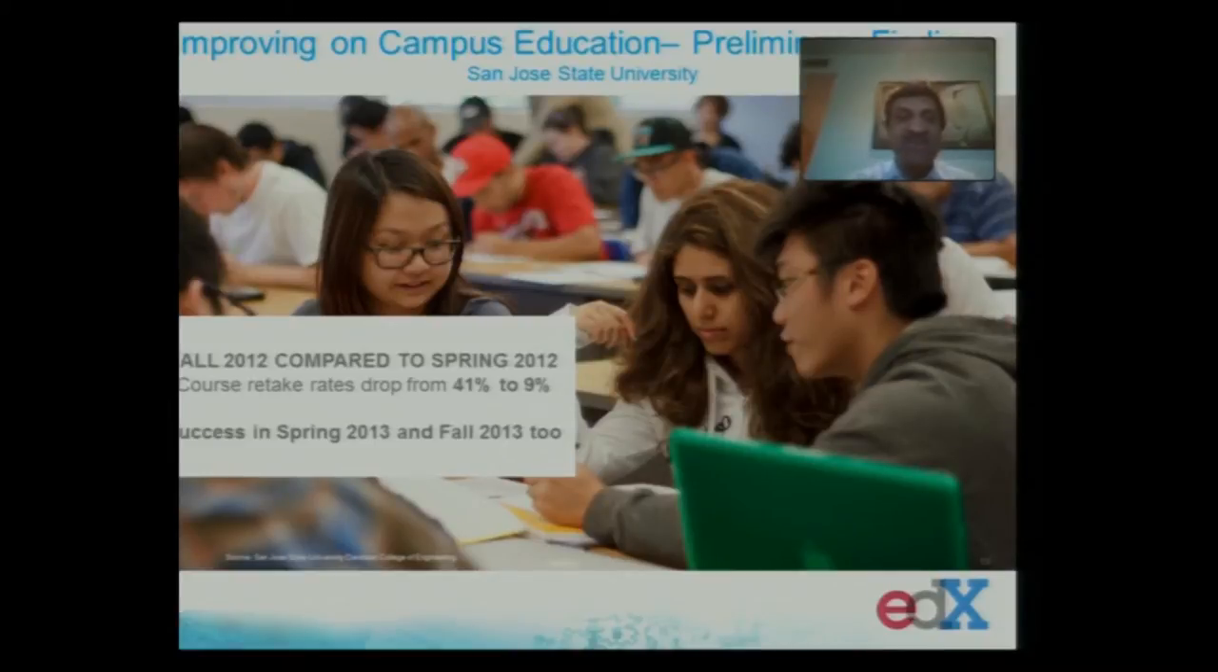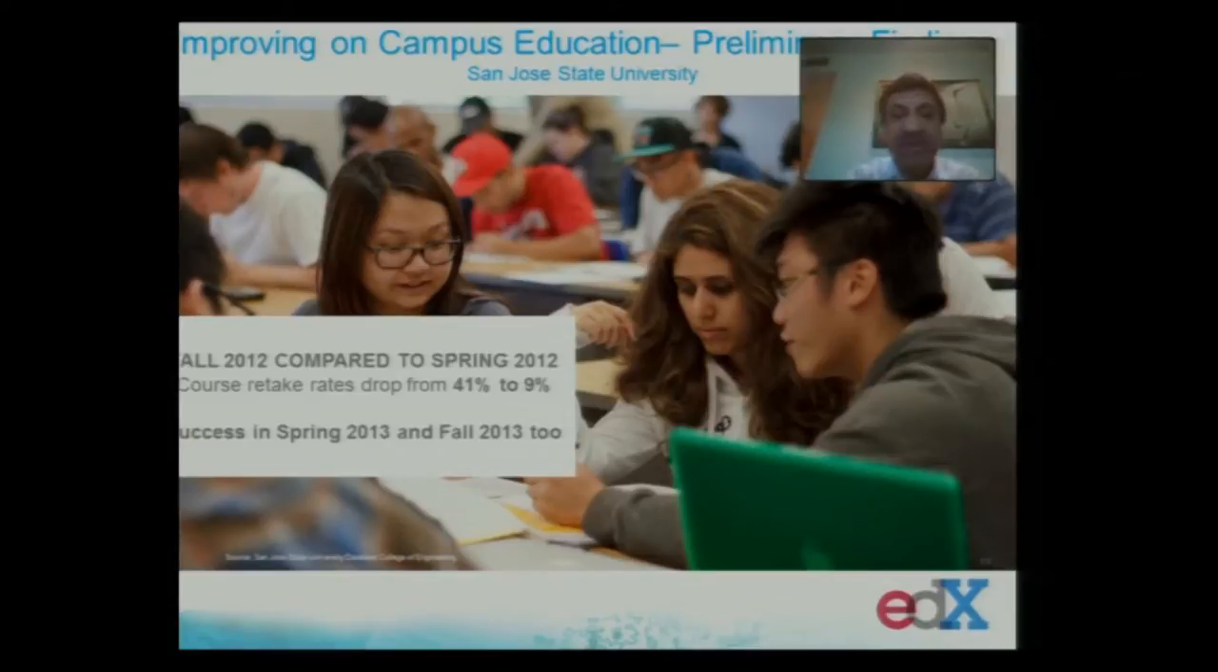So for example, San Jose State University used a circuits course on edX and taught a campus course. This is a blended course, also called a flipped classroom. Students would watch the videos and do the interactive exercises before they came to class. And in class, as you see here, they would be engaged in group discussions, ask questions of the professor, and also do mini quizzes in class. And the results were surprisingly amazing.